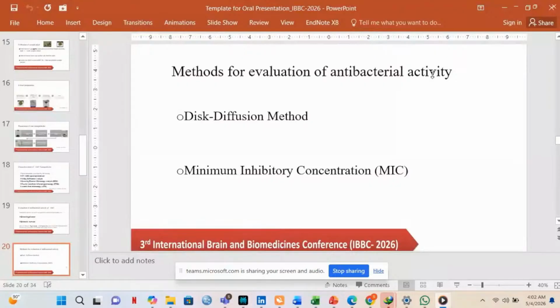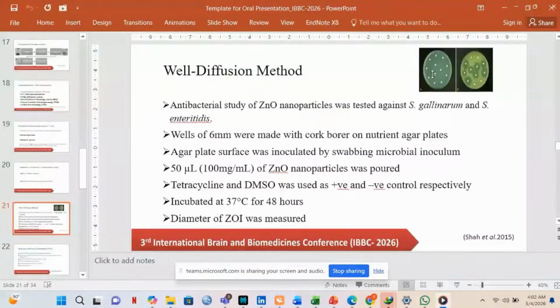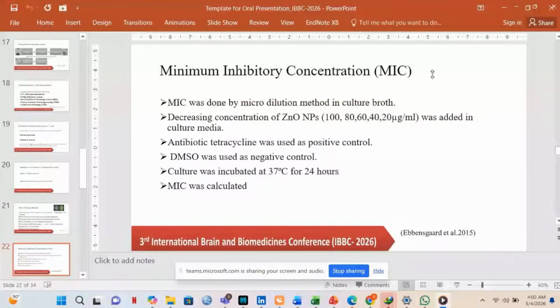Then it was incubated at 37 degrees centigrade for 48 hours, and then the diameter of the zone of inhibition was measured. Then the minimum inhibitory concentration of zinc oxide nanoparticles was obtained by using different concentrations like 180, 60, 40, and 20 microgram per ml. The antibiotic tetracycline was used as positive control, and DMSO was used as negative control, and then the culture was incubated at 37 degrees centigrade for 24 hours, and MIC was calculated. Then statistical analysis was done using mean and standard deviation on SPSS.